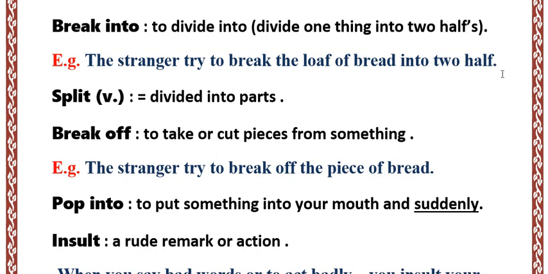The stranger tried to break the loaf of bread into two halves. Another spelling mistake here in the verb split. It's split, S-P-L-I-T, not spelled. It's another spelling mistake. Take care. Split is a verb. Split equals divide. Divide one piece into two halves, or maybe three pieces. Divide doesn't mean only into two halves, but here in the story, the stranger is dividing the loaf of bread into two halves.